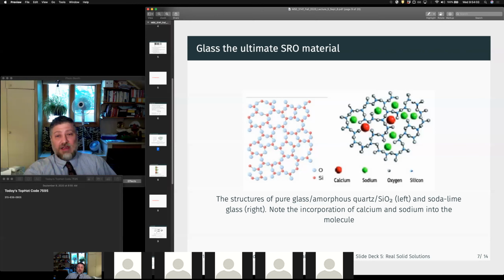So glass is the ultimate short range order material. Locally, we have these tetrahedra. Everything is bonded in these silica tetrahedra, but the tetrahedra are arranged in such a way that they're connected in this network. So locally, no matter where we are, the neighborhood looks about the same. But there is no long-range periodicity to our structure.